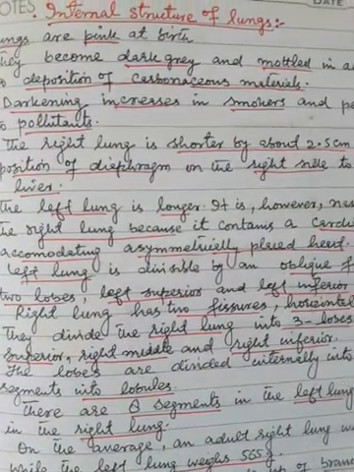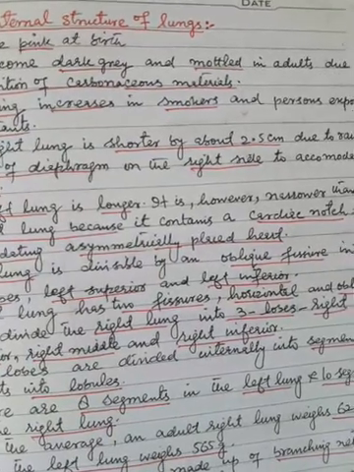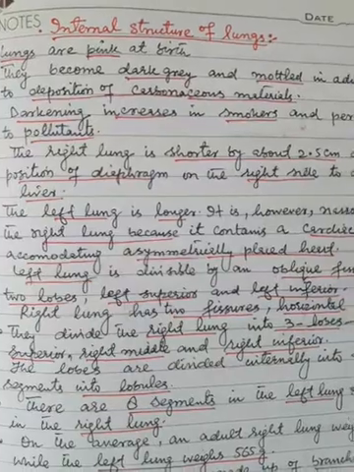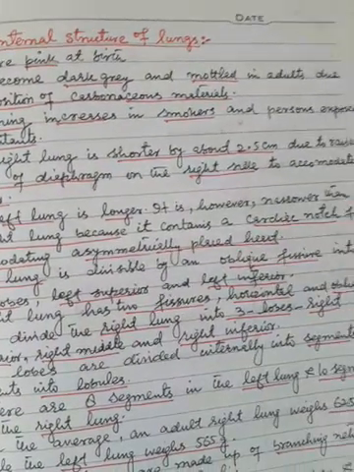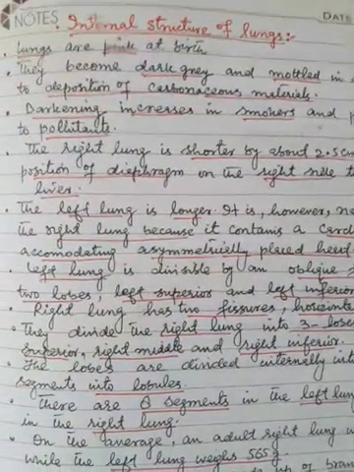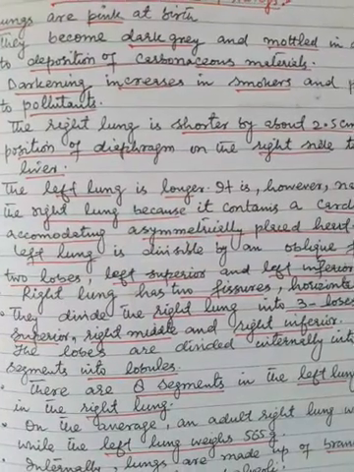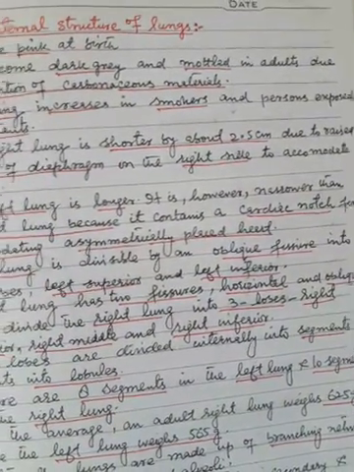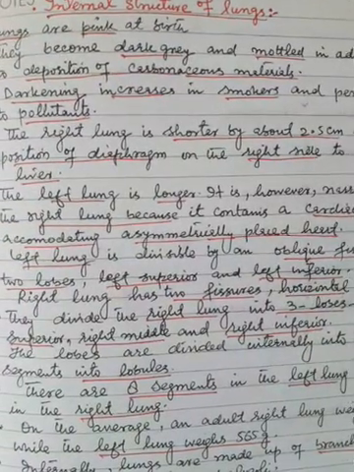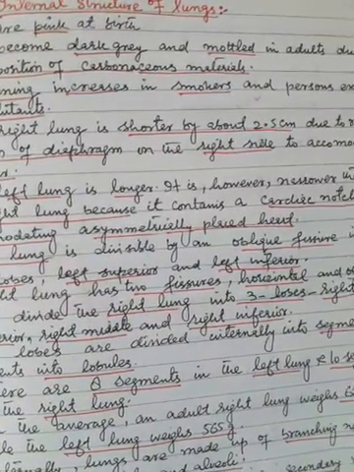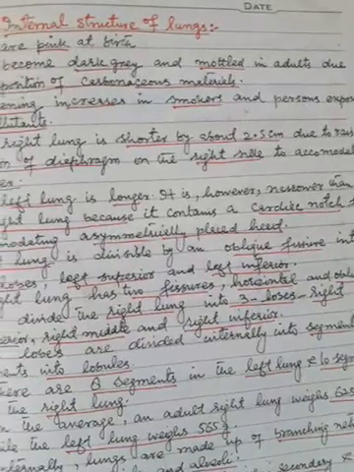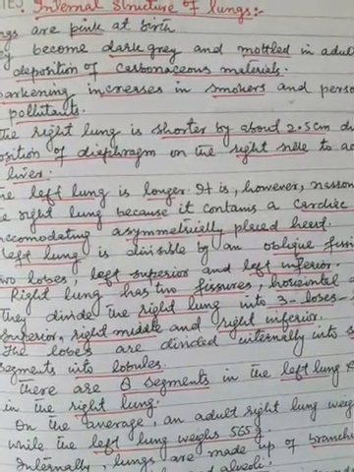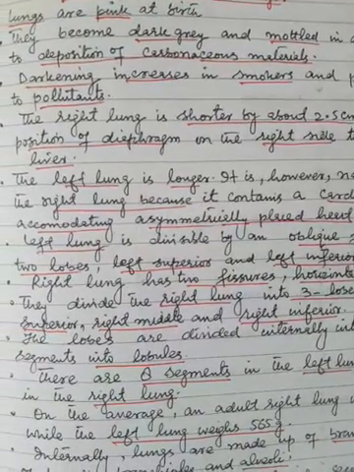The right lung is shorter by about 2.5 centimeters due to the raised position of the diaphragm on the right side to accommodate the liver. The left lung is longer. It is, however, narrower than the right lung because it contains a cardiac notch for accommodating a symmetrically placed heart.